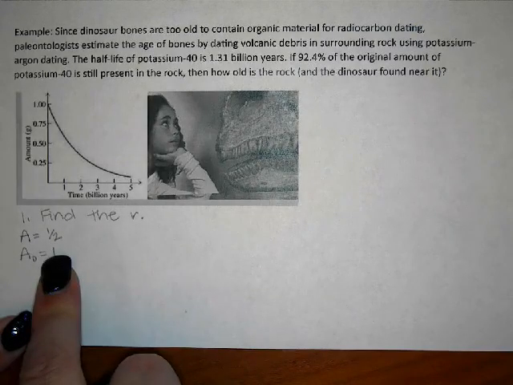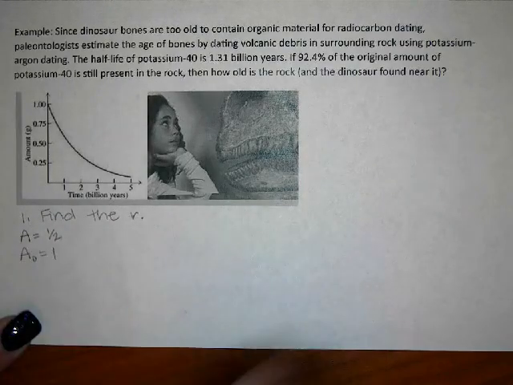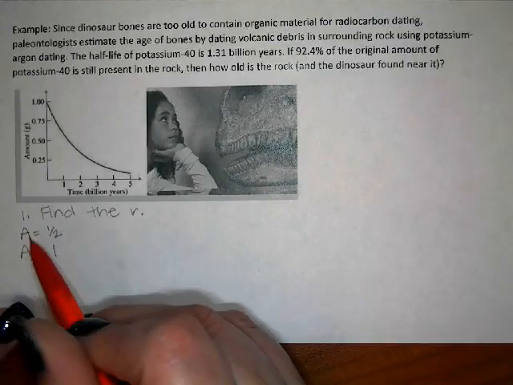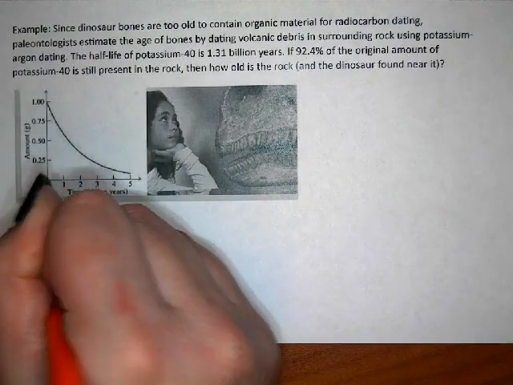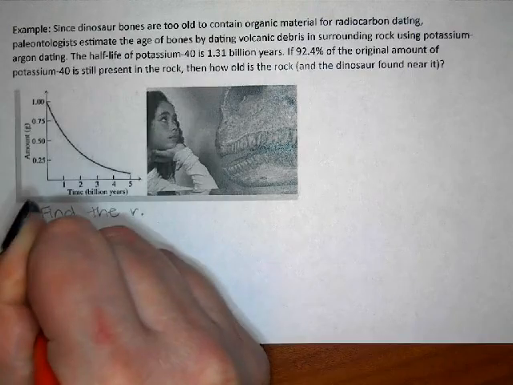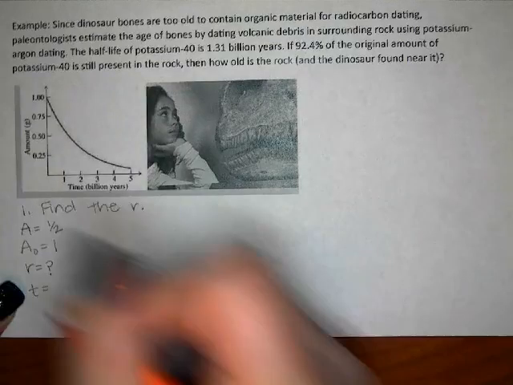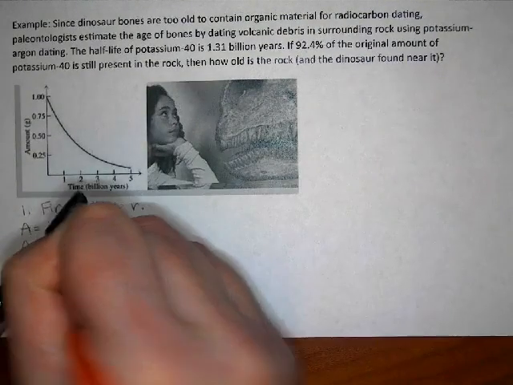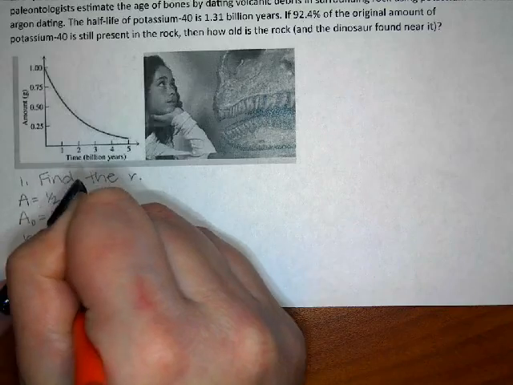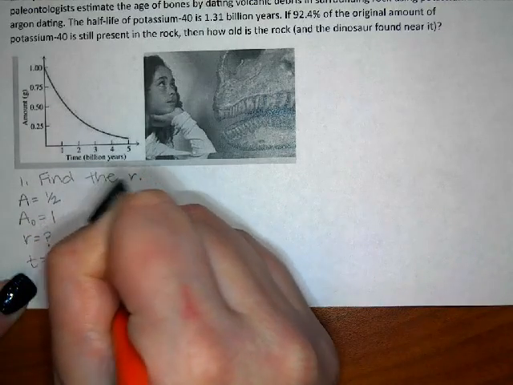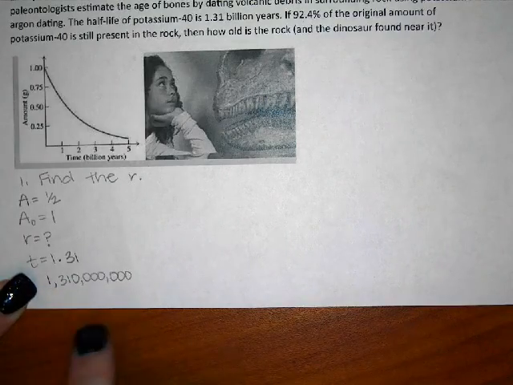So we have the starting amount, the ending amount. The rate is what we don't know. The time is 1.31 billion years. And 1.31 billion years, I have to put my zeros in here correctly, is this number. This is what we're going to be using. So this problem is going to look messy because of the billions here and what that's going to do to our values as a result.